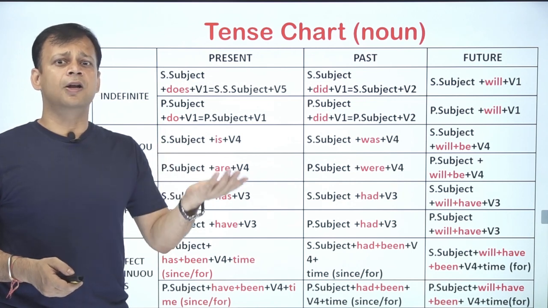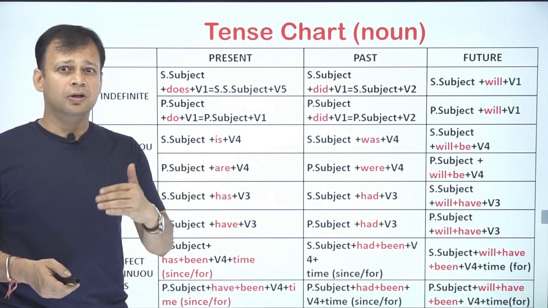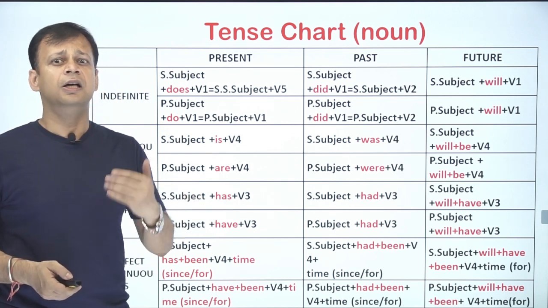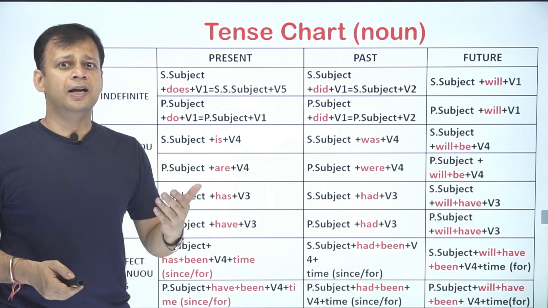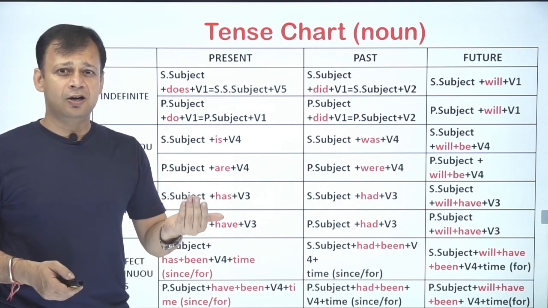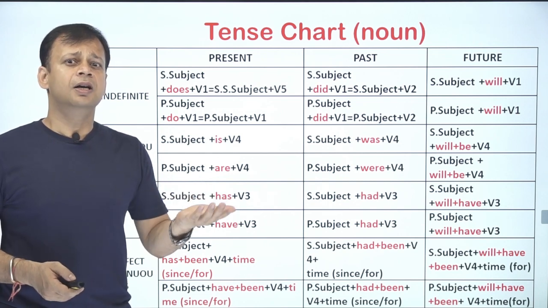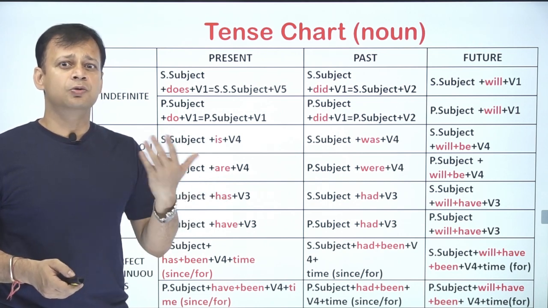Were birds not flying? Birds had flown. Birds had not flown. Had birds flown? Had birds not flown? Birds had been flying for 2 hours. Birds had not been flying for 2 hours. Had birds been flying for 2 hours? Had birds not been flying for 2 hours?